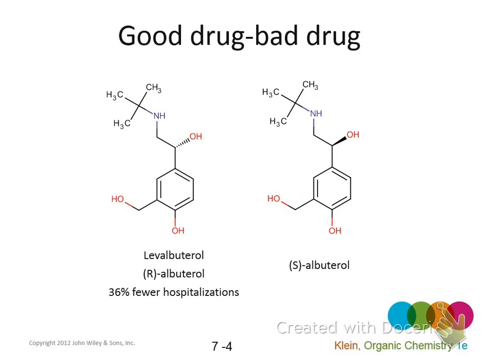One of these is like the good albuterol with one group in the back, and the other one's like the bad albuterol with the group in the front.